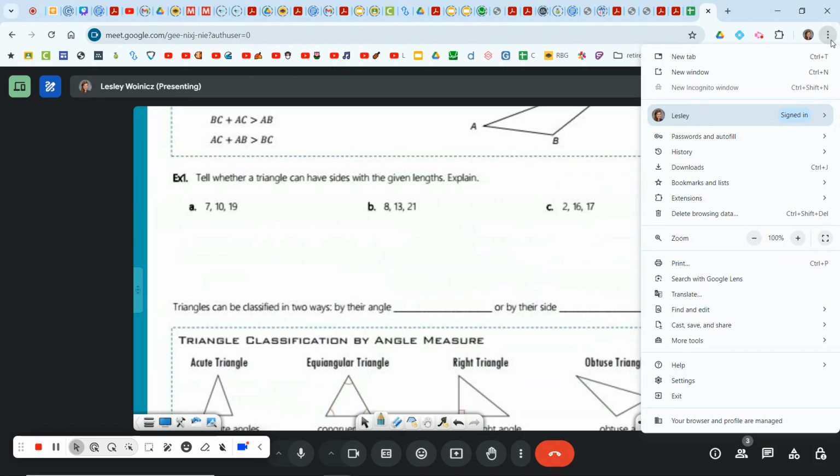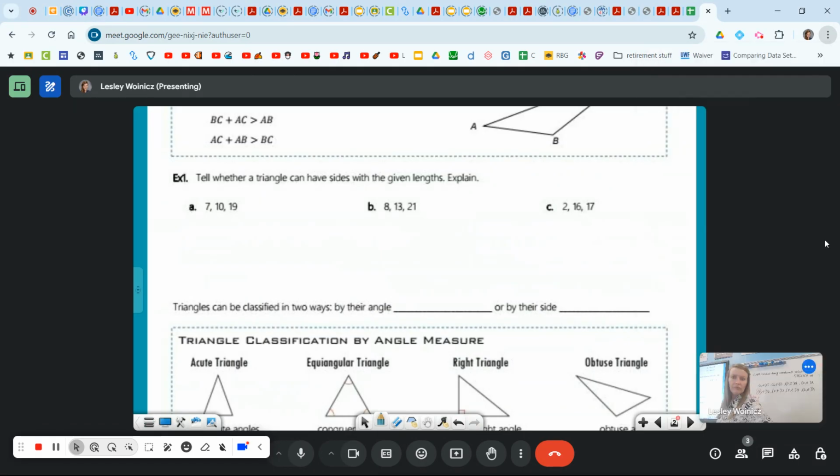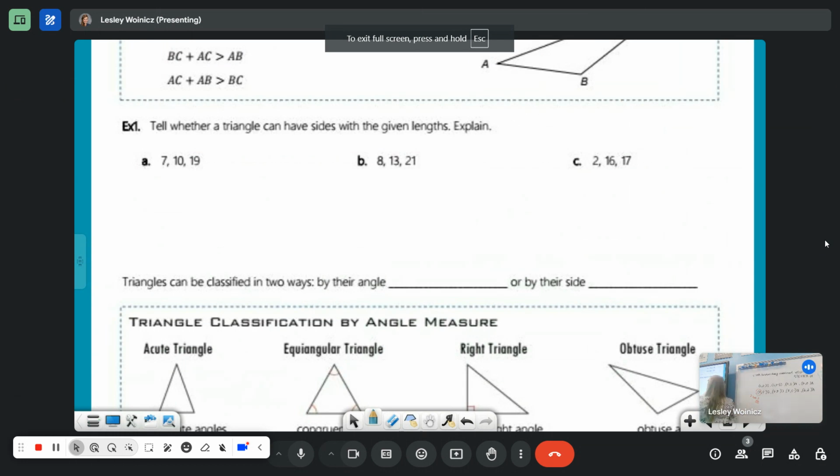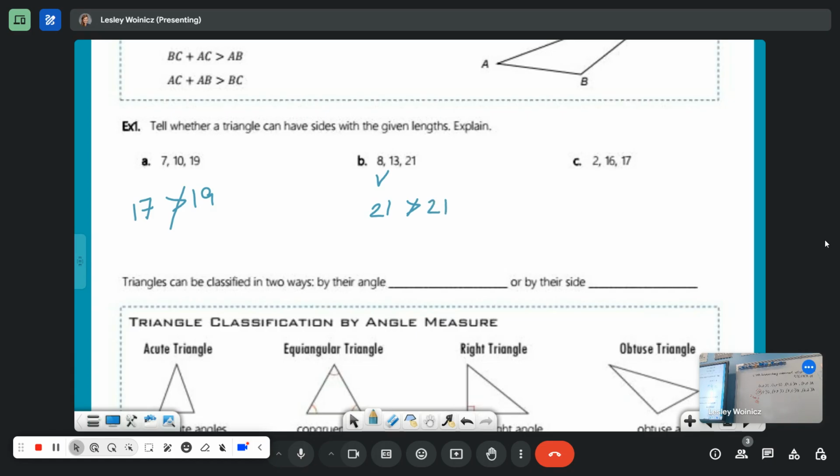All right, what do you think for the first one, 7, 10, 19? No, because 17 is not greater than 19. All right, what about 8, 13, and 21? No. Okay, because 8 and 13 add up to 21, and 21 is not greater than itself. All right, last one? Yes. Okay, because 2 and 16 add up to, which is, so this is the only yes. These others are no.